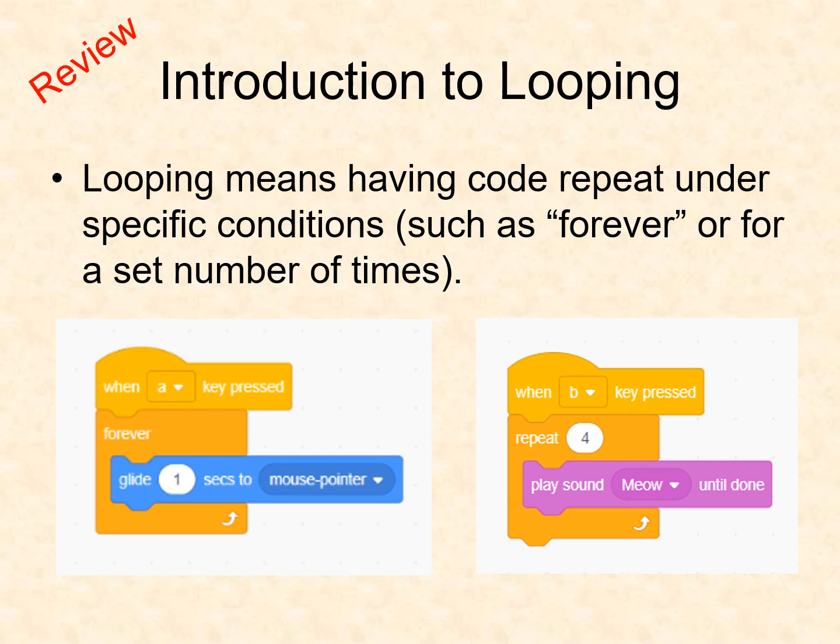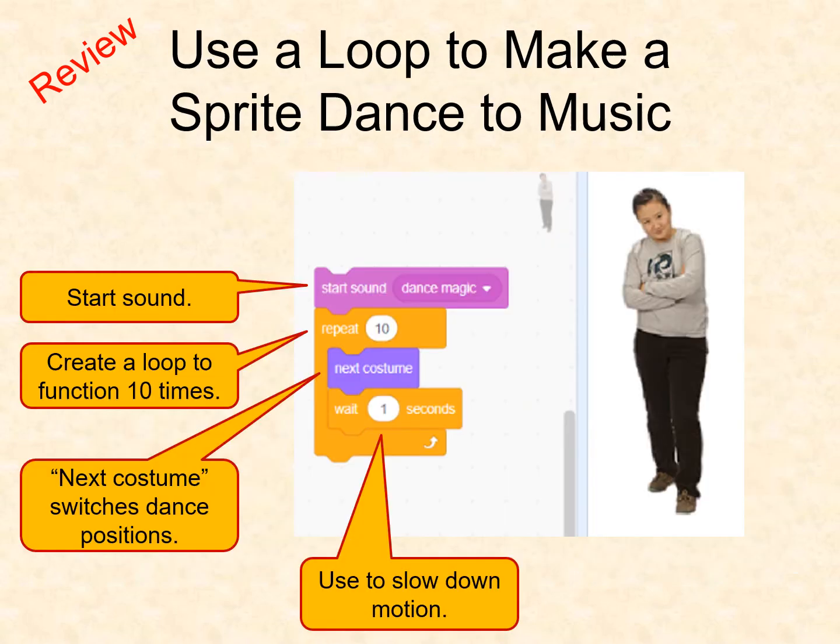And in the second case here, we used repeat. The repeat loop would play the cat's sound, meow, 4 times. In the process, we found that using a loop is actually a very efficient way of coding. It saves you a lot of time and energy.